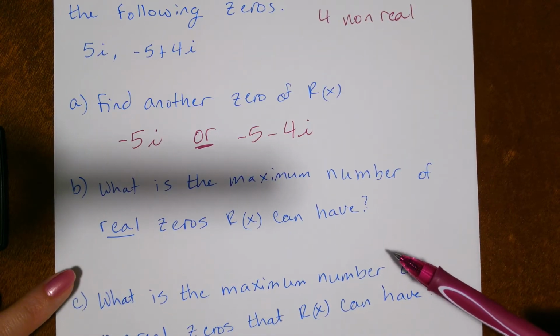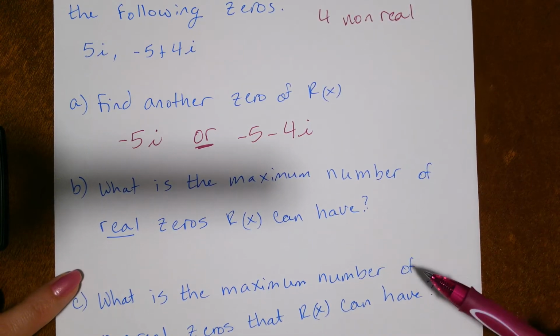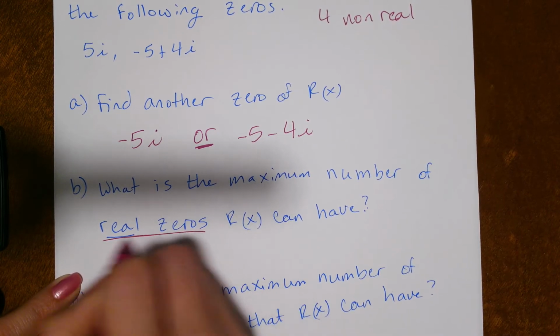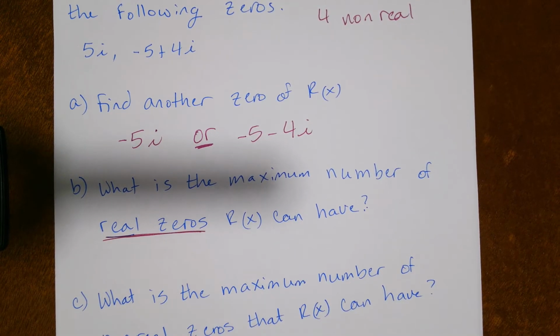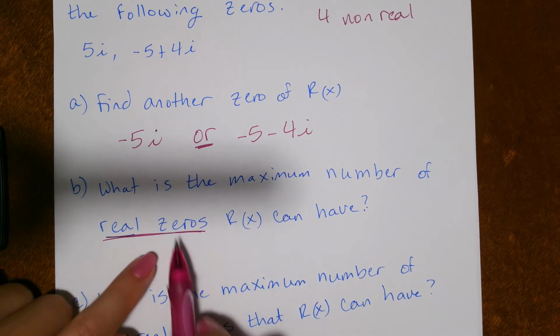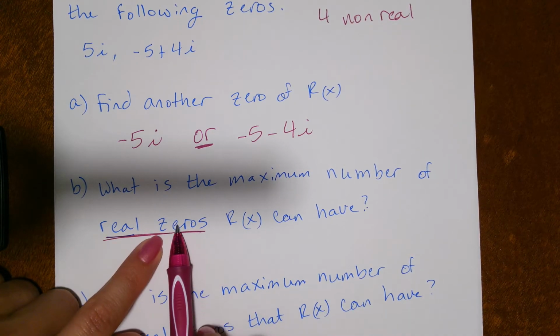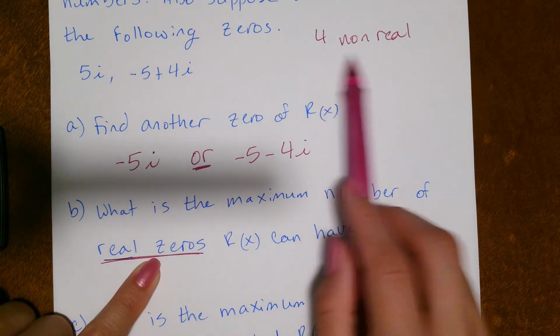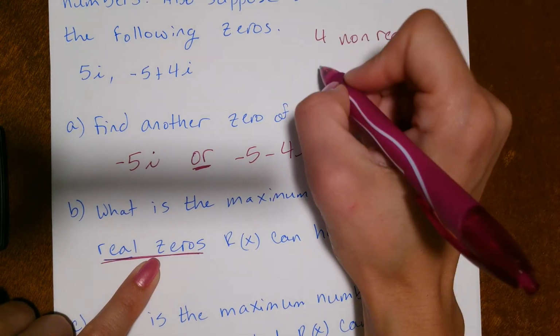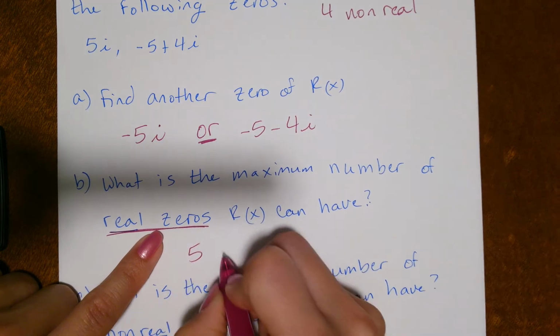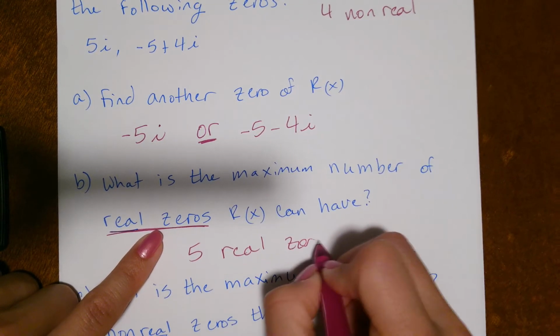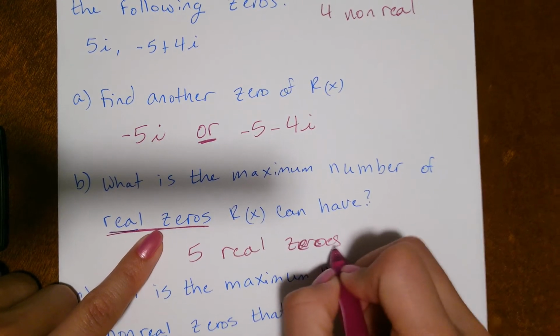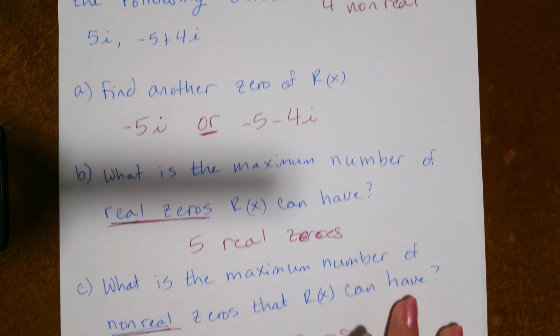Now going up to part B, what's the maximum number of real zeros r of x can have? Real zeros don't have a constraint as far as if they come in pairs or not, right? A cubic, we just saw in the first problem, could have 3 real solutions. So they don't have to come in pairs, so we can have an odd number of real zeros. We know that this thing already has 4 non-real. That leaves 5 possible real zeros left. So there we go.